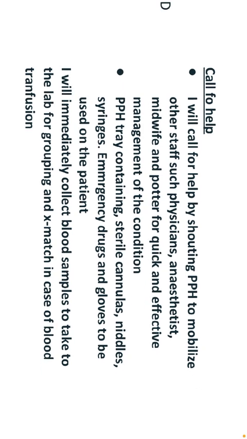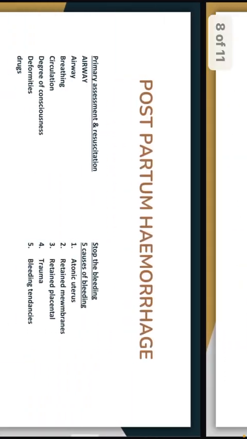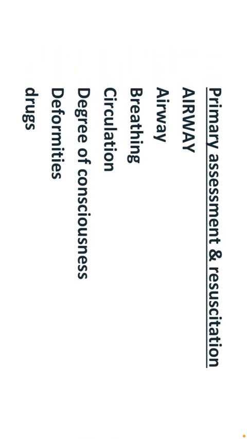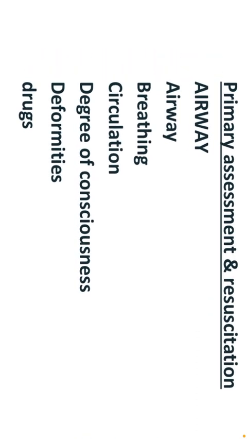Having done that, we can move to the next set of headings, and that is primary assessment and resuscitation. So here we're going to follow the ABCDDD, which is airway, breathing, circulation, degree of consciousness, deformities, and drugs. As you have observed, we commonly stick to 1D, which may stand for either of the 3, but in this case we're going to do all the 3 so that you maximize the marks that you get when answering this question.